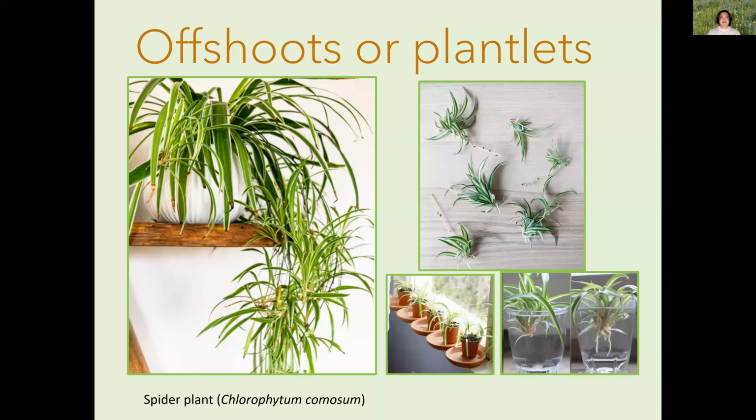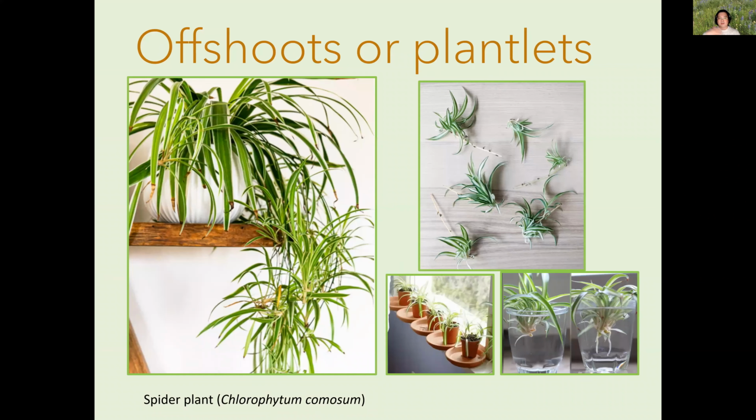Another very easy way to increase the number of plants is when you have offshoots or plantlets. What I'd like you to appreciate is that when you look at a spider plant, the plant is speaking to you as to how it might be propagated. The spider plant can also be unpotted and split up into large units, and that's great if you want two pretty large plants.